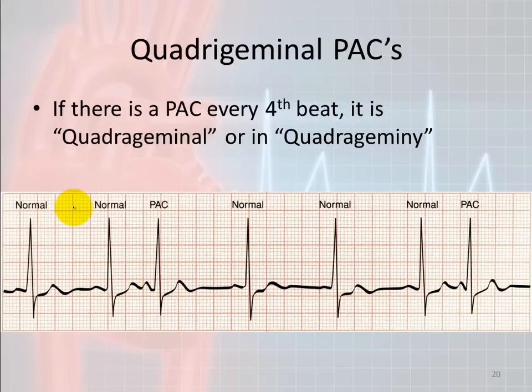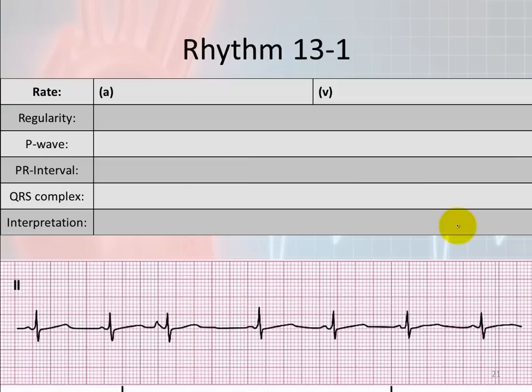In quadrigeminal, quad being 4, of course, you have a 1, 2, 3, and then the fourth beat is your PAC. So you have 3 normal beats and then a PAC. That would be considered quadrigeminal PACs.